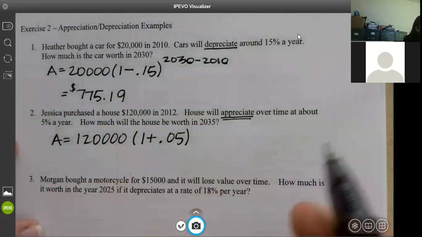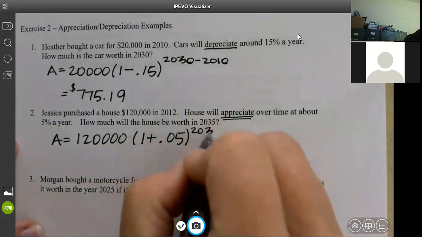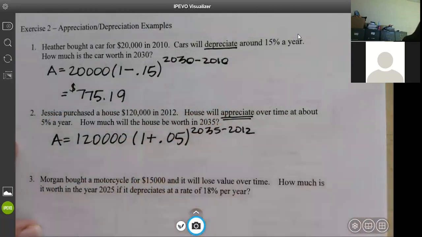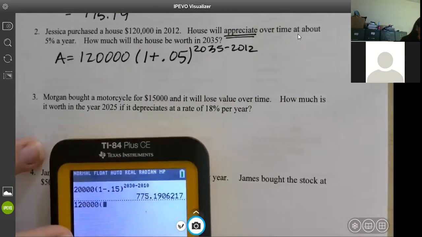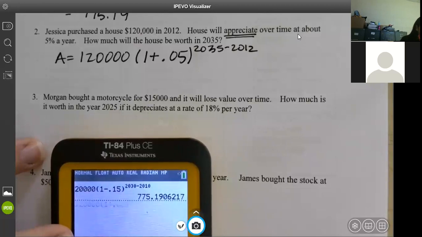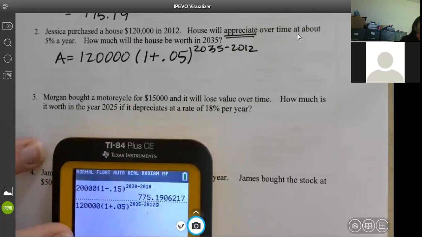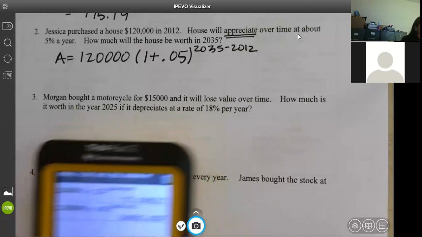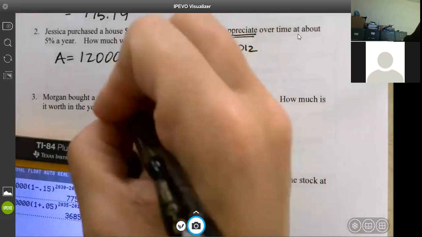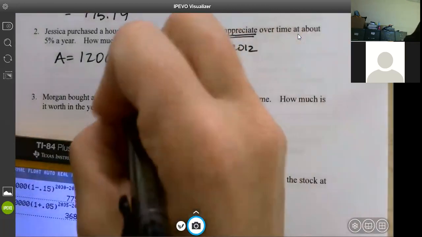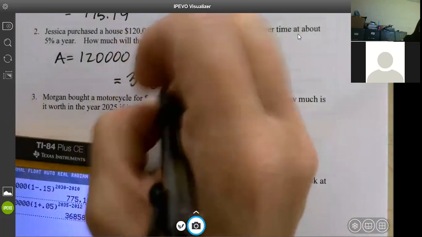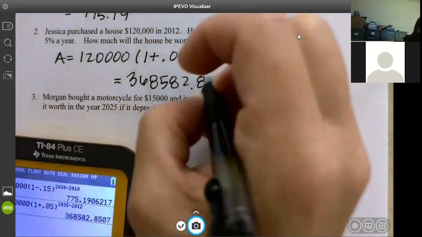How do I figure that out? There you go. And just put it in your calculator. 120,000, 1 plus 0.05 to the 2035 minus 2012. What do we get? Did I see it? We good? All right. If you don't know how to say it, 368,582.85.